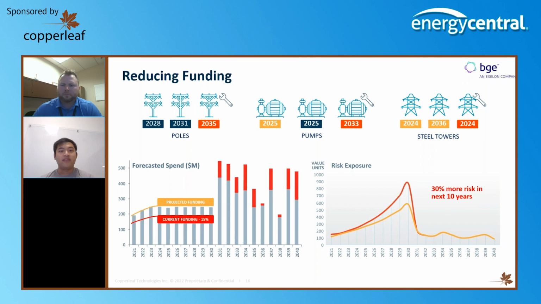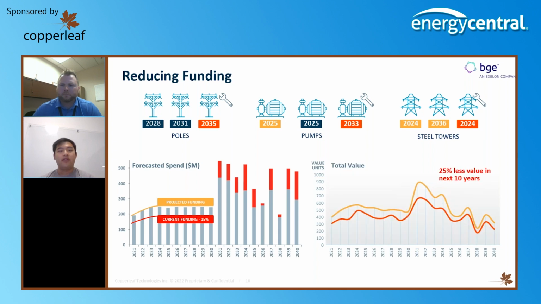This also translates back to value. We see that with a 15% reduction in funding, we see 25% less value over the next 10 years. That means we're disproportionately reducing our value, and this gives you a case to maintain your current level of funding to maintain your assets.